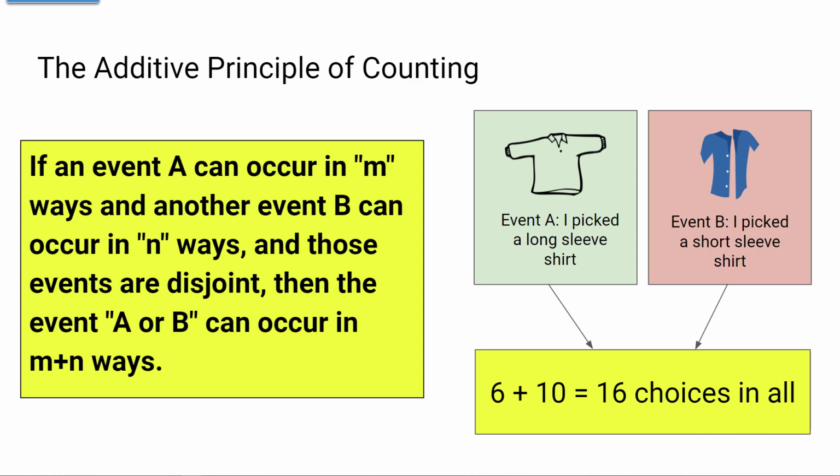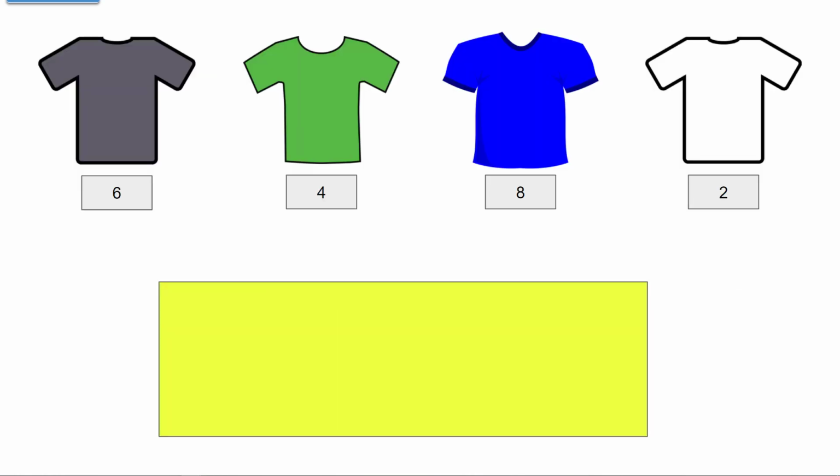Here's another example. I also have 20 t-shirts in a drawer in my room. 6 of those are black, 4 are green, 8 are blue, and 2 are white. None of them are multicolored. If I don't want to pick a dress shirt, either long or short sleeve today, but a t-shirt instead, how many ways are there to pick either a black or a blue t-shirt? Pause the video and work this out.